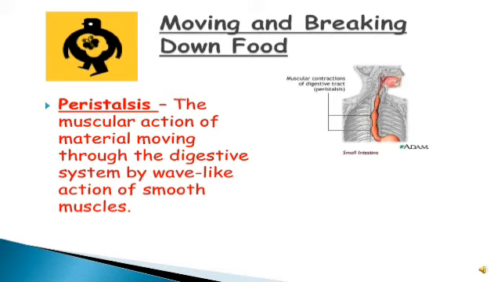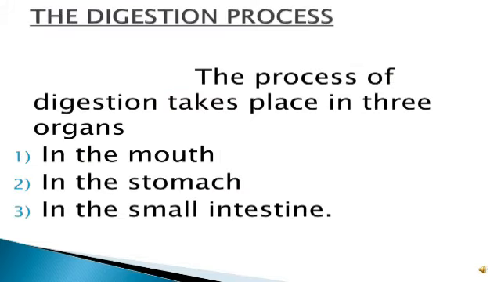Now we will see that the moving and breaking down of food is known as peristalsis. So what is the main definition of peristalsis? The muscular action of material moving through the digestive system by wave-like action of smooth muscles. This process is known as peristalsis. And next we are going to learn the digestion process in detail.